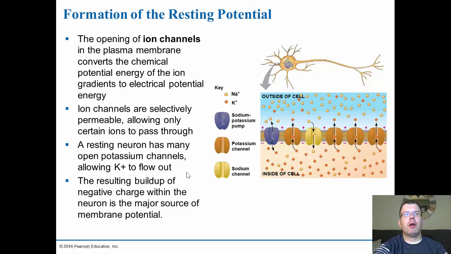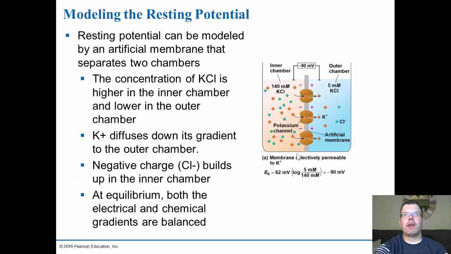Now, a resting neuron has many open potassium channels, allowing potassium to flow out, so it's generating a negative charge. The resulting buildup of negative charge within the neuron is the major source of the membrane potential. That's going to play a big role in why we can get these action potentials to work. You want a negative charge on the inside, positive charge on the outside. So this normal movement of potassium ions really helps establish this charge. And we'll see this here in just a second.